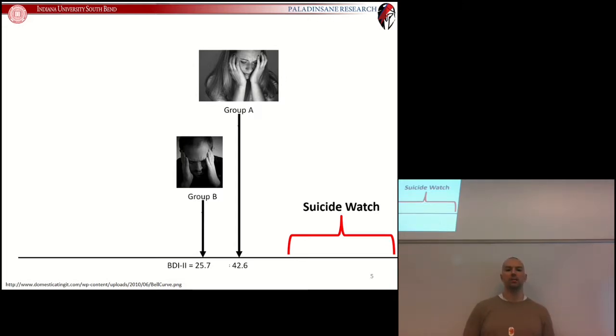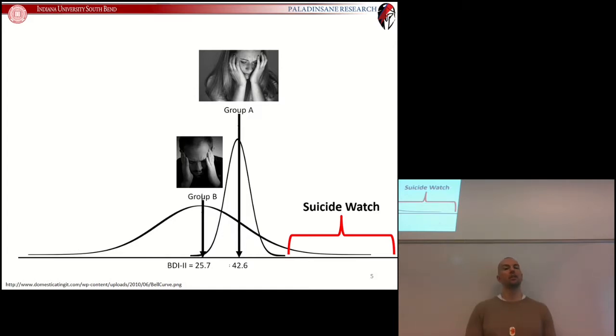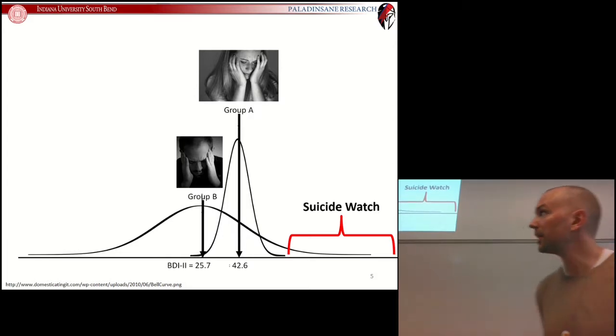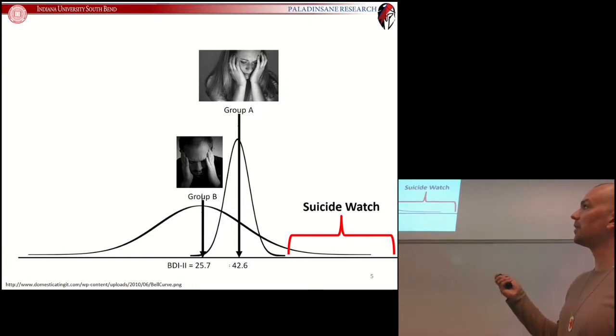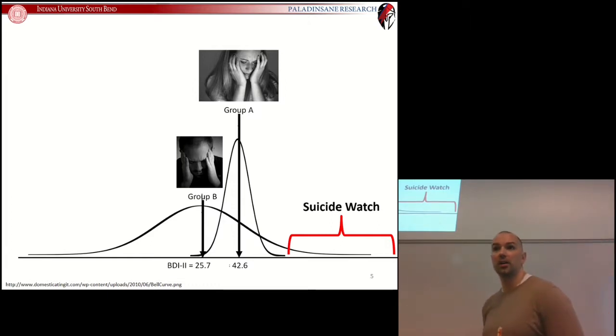So if that is the variability of people with depression type A who are in Group A, not very variable, but that is the variability in depression for Group B, you can see that even though Group B has a lower mean, their scores are way more spread out. There's way more variation in the levels of depression for Group B, and it's them and only them that have patients that might fall into that suicide watch category.